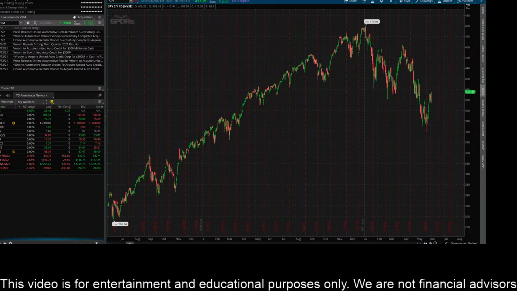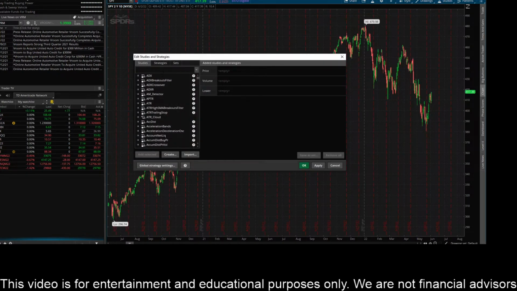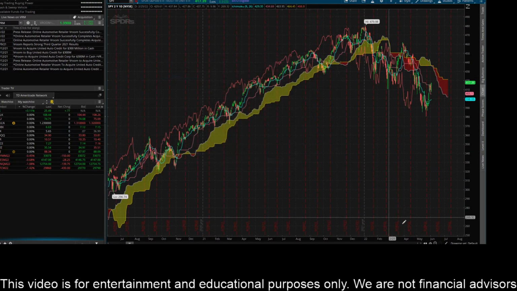All right, so let's jump into Thinkorswim here and actually see how we can get this Ichimoku cloud plotted on our chart. In the upper right, I'm going to click Studies, and then I'm going to click Edit Studies. And then in this smaller window in the upper left, we have a search box, and that's where I can start to search for Ichimoku. Double click it, click Apply, and then click OK, and then bam, it's on the chart.